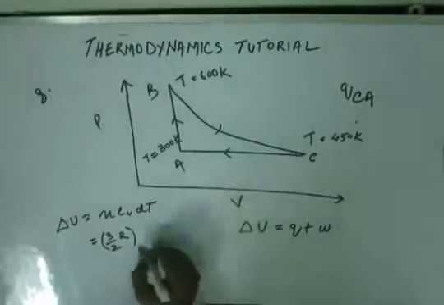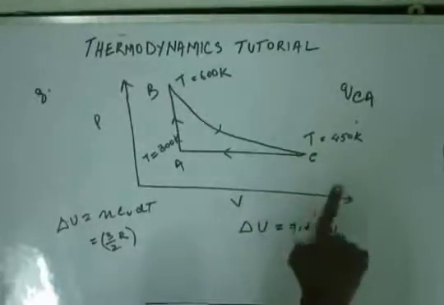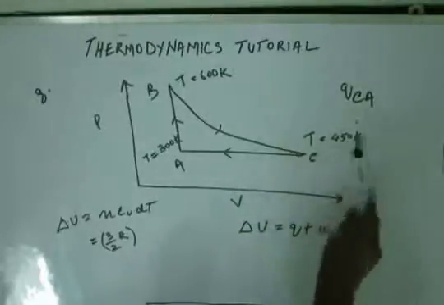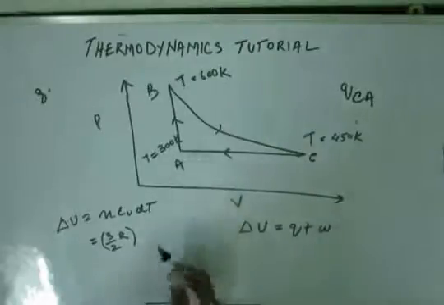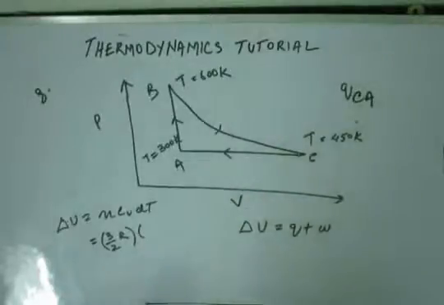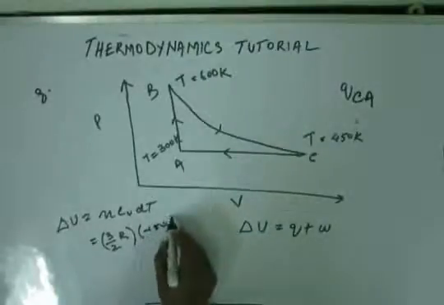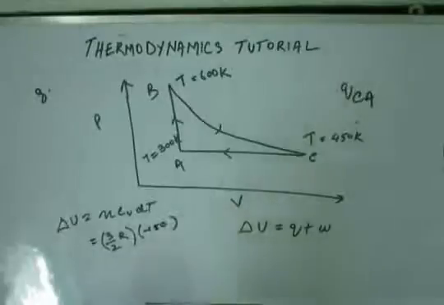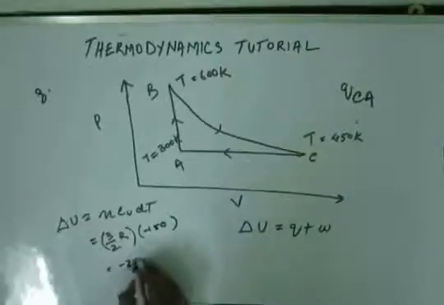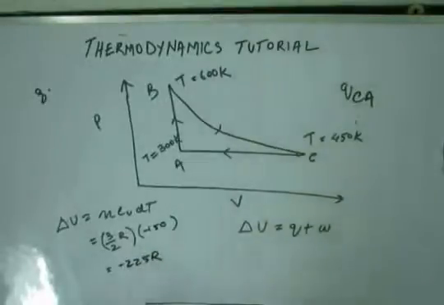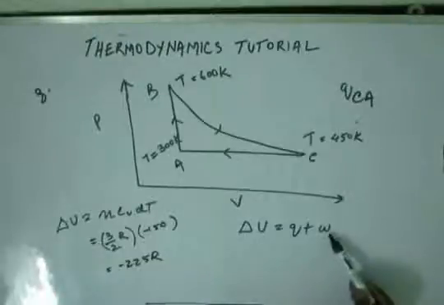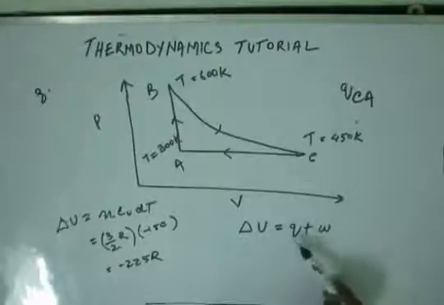So for monoatomic ideal gas, Cv is equal to 3 by 2 R, times delta T. The final temperature is 300, the initial temperature is 450, because we are calculating Q for CA. CA means from C to A. So the change in temperature, change is always final minus initial, so change is minus 150. This is going to give you minus 225 R. So delta U we have calculated. Now we have to calculate W. When we calculate W, then we know delta U and W, so we will know Q.